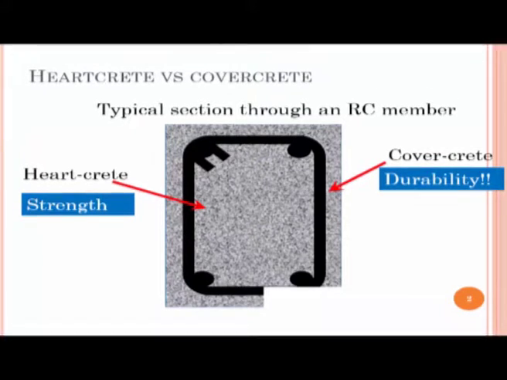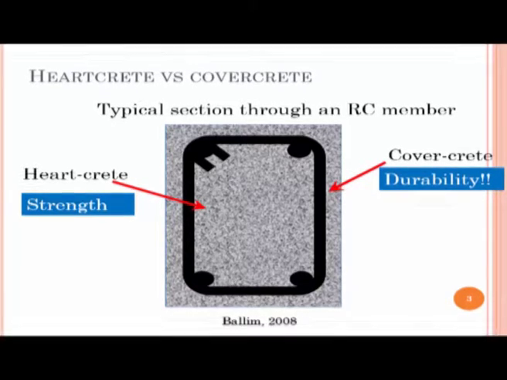Now if you look at a typical section through a reinforced concrete member, for example, if you consider a reinforced concrete column and take a cross section through that column, you will see that you have the main reinforcement bars and you have the tie bars which are tying up these main reinforcement. Okay. Now if you consider the concrete to be divided into two components, one which is outside of the reinforcing bars and one which is inside of the reinforcing bars, we can give these two different names.